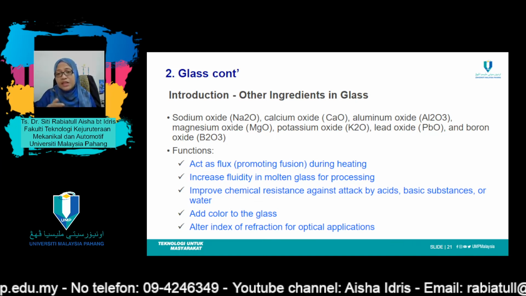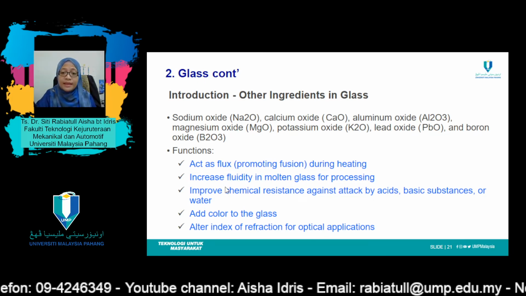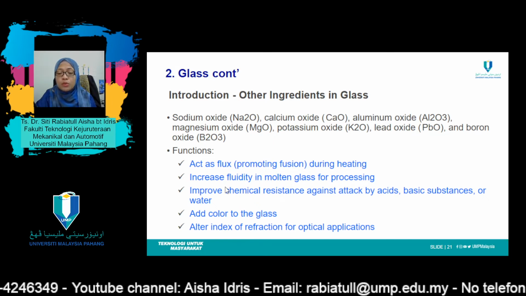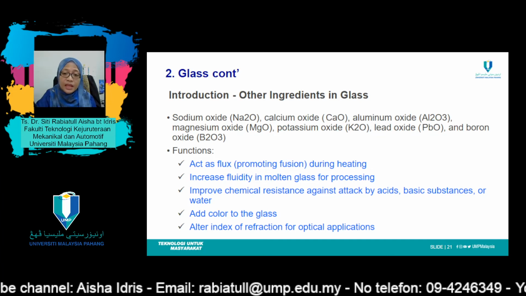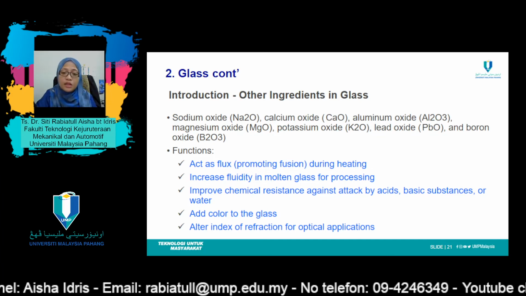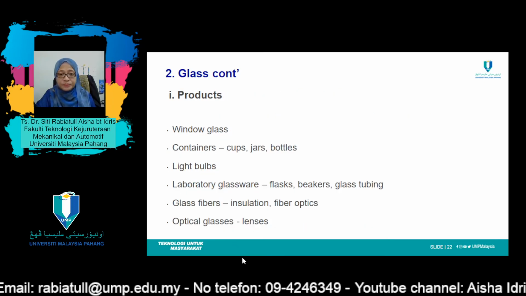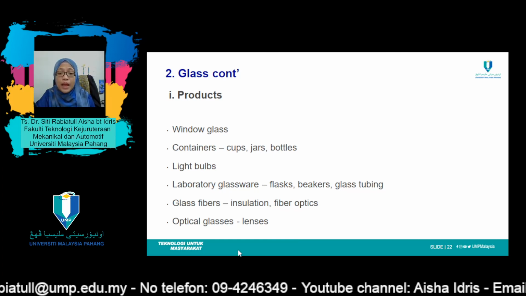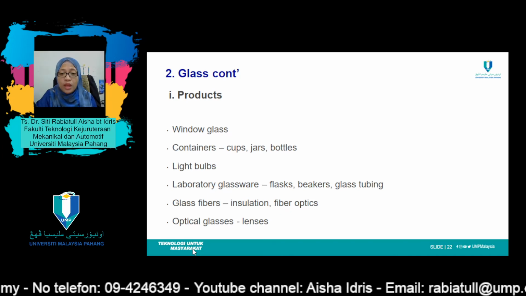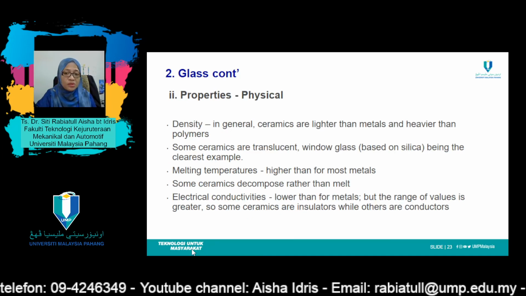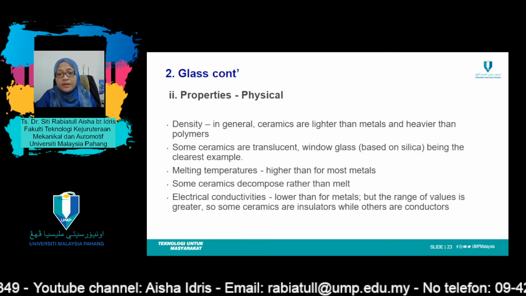Their functions are as follows: act as a flux during heating, increase fluidity in molten glass for processing, improve chemical resistance, add color to the glass, and alter the index of refraction for optical applications. Examples of glass products include window glass, containers, light bulbs, laboratory glassware, fiberglass, optical glasses, and so forth. As for the physical properties, for example, density.